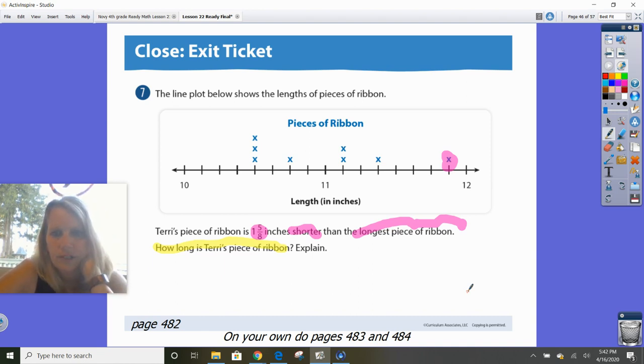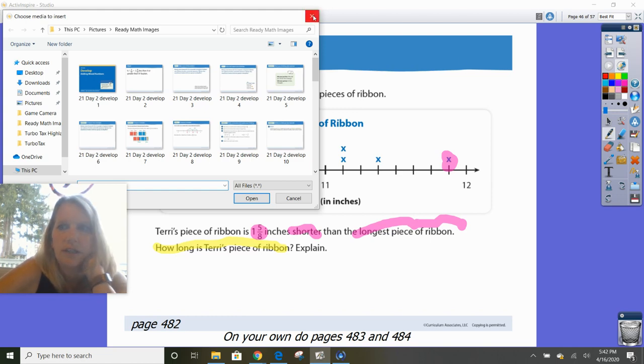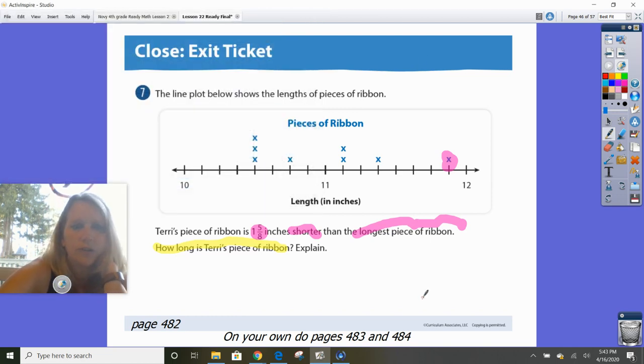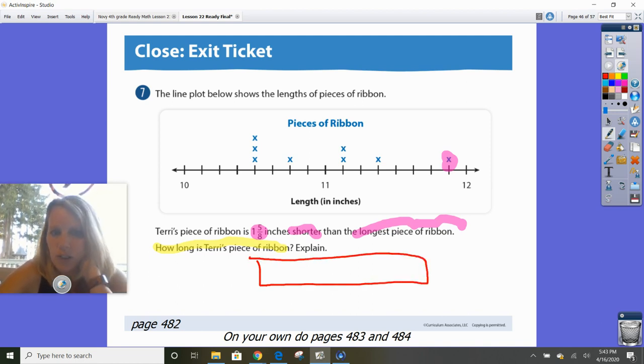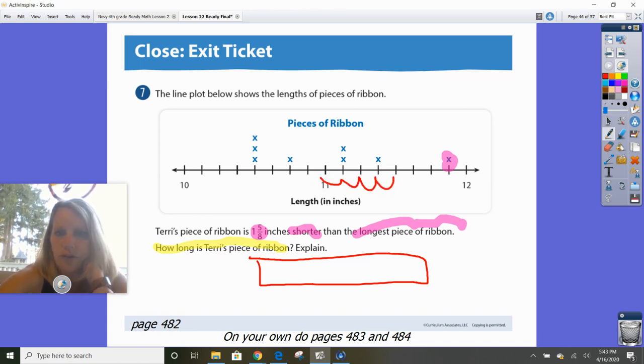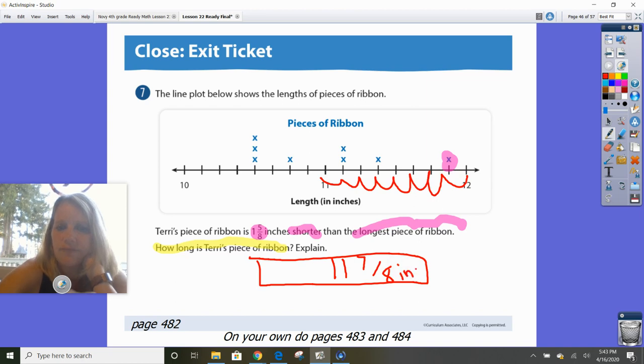Welcome back. This is what I'm thinking. I'm thinking tape diagram, and I would love a rectangle, but I don't know if I've got rectangle shapes on here. Okay, so I'm going to make a tape diagram. The longest piece is this one, which is into, 1, 2, 3, 4, 5, 6, 7, 8. It's into eighths. So 8/8 minus 1/8 is 7/8. So the longest piece is 11 7/8 inches.